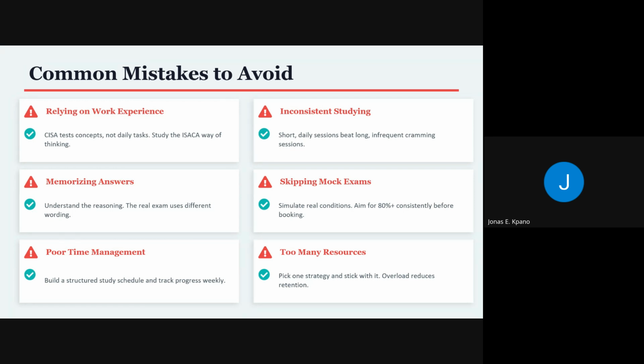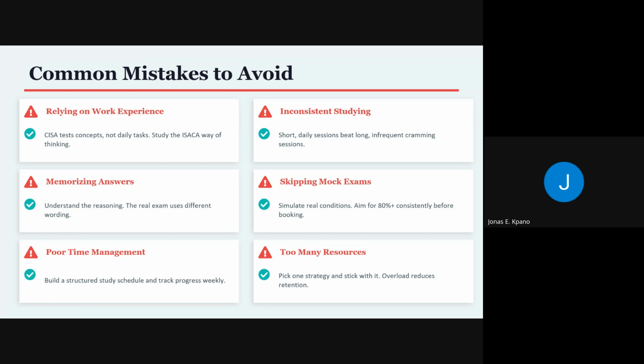The other mistake is skipping mock exams. You need to simulate real conditions, and aim for 80% consistently before booking. So like I said earlier, mock exams are really good for you. They will help you simulate the real exam, the real thing that you face on exam day. You need to be able to take practice questions before you sit for the main exams.